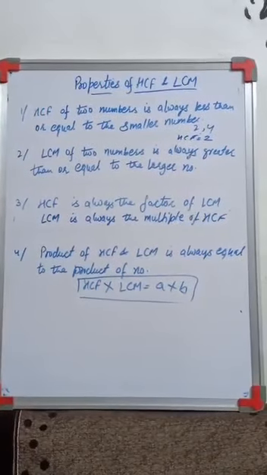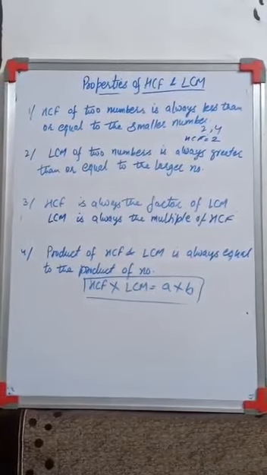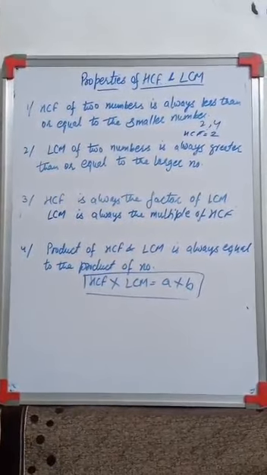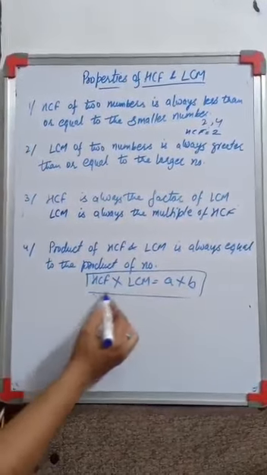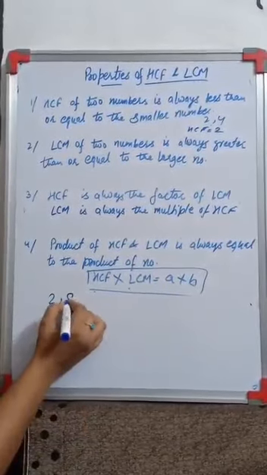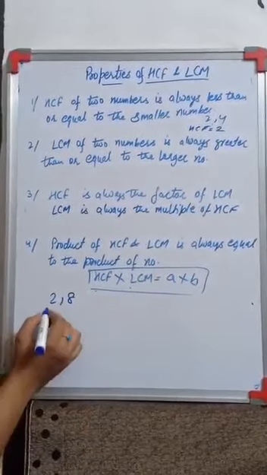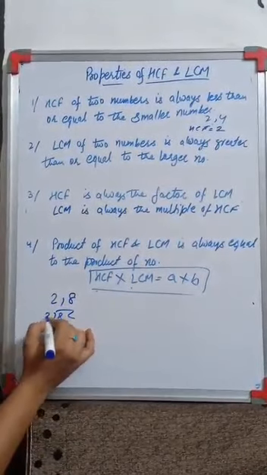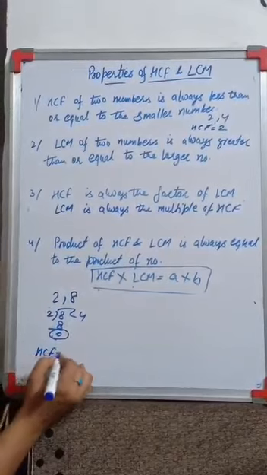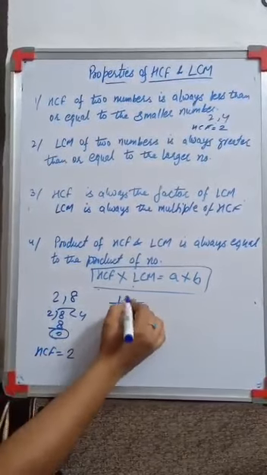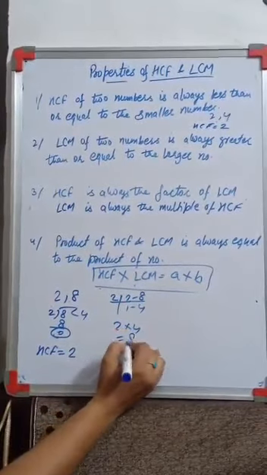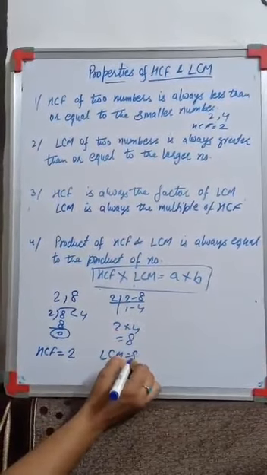The fourth property is that the product of the HCF and LCM is always equal to the product of the numbers, for the pair of numbers for which you are calculating the HCF and LCM. HCF into LCM is always A into B. For example, I am taking 2 and 8. 2 4s are 8, so the HCF is 2. Similarly, we calculate the LCM: 2 1s are 2, 2 4s are 8. So 2 into 4, the LCM will be 8.